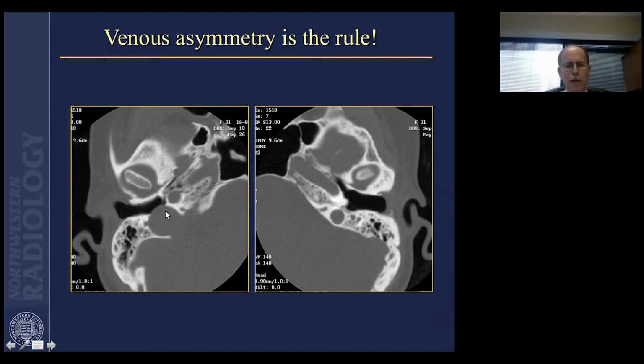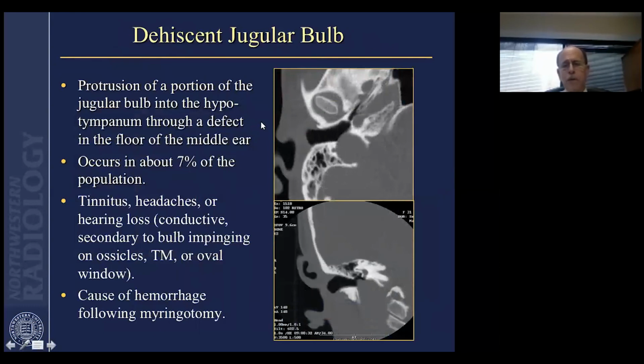So looking into the middle ear, you may see a discoloration that may look like a vascular mass. So a large jugular bulb is in the differential of a blue or reddish mass seen by the clinician behind the tympanic membrane. Sometimes the jugular bulb may actually be dehiscent and bulge into the hypotympanum. Protrusion of a portion of the jugular bulb may occur in about 7% of the population, and patients may have all sorts of symptoms that may or may not be related.